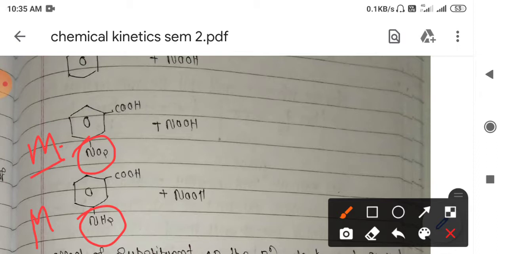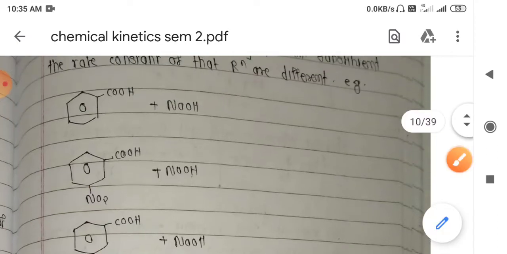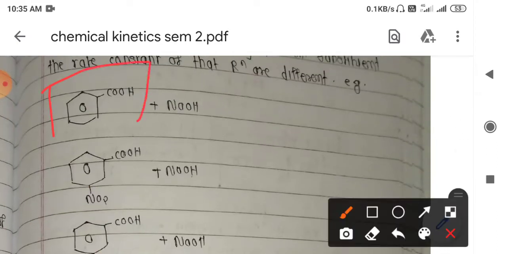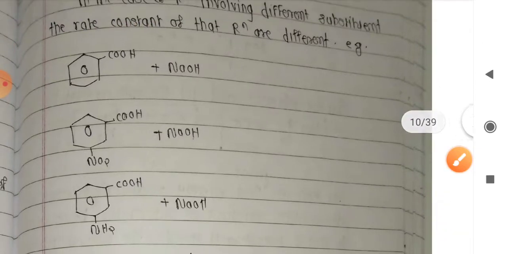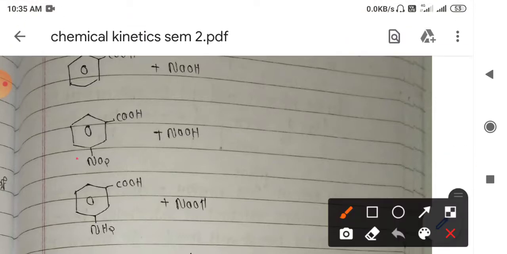And for this whole theory, we generally consider benzoic acid as our parent molecule. This benzoic acid is considered for developing the whole theory. So they differ in their reaction, and this difference in the rate constant is due to what? Due to the presence of the various substituents.